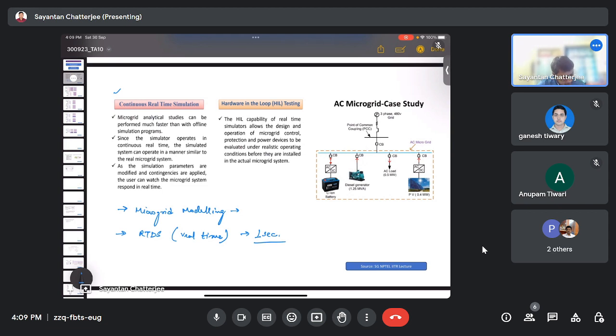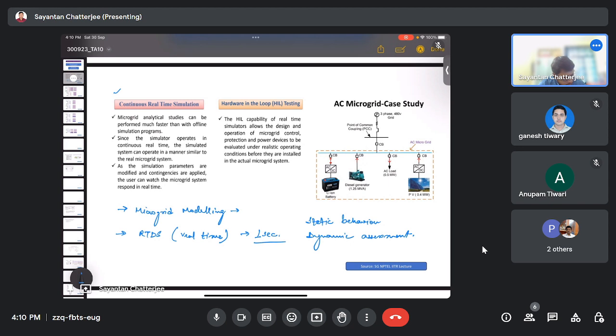Here we can observe some of these static behaviors and some dynamic assessment of these microgrids. Okay.